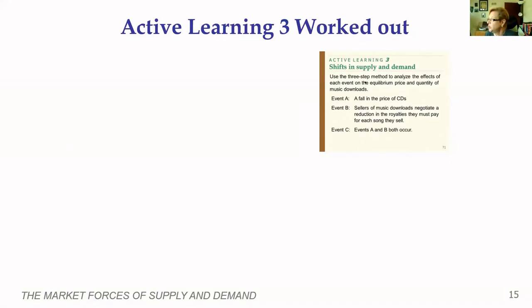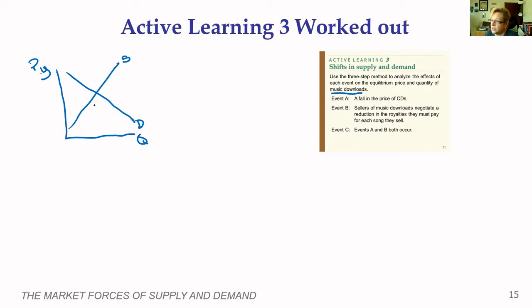All right, so here's our problem. And we want to know, we're looking specifically, our market we're interested in is music downloads. So I'm going to do this. And again, quantity along the X, price along the Y. I'm going to draw a downward sloping demand curve representing music downloads and an upward sloping supply curve representing the supply. So here's our price equilibrium and here's our quantity equilibrium. So that's where we're going to start.